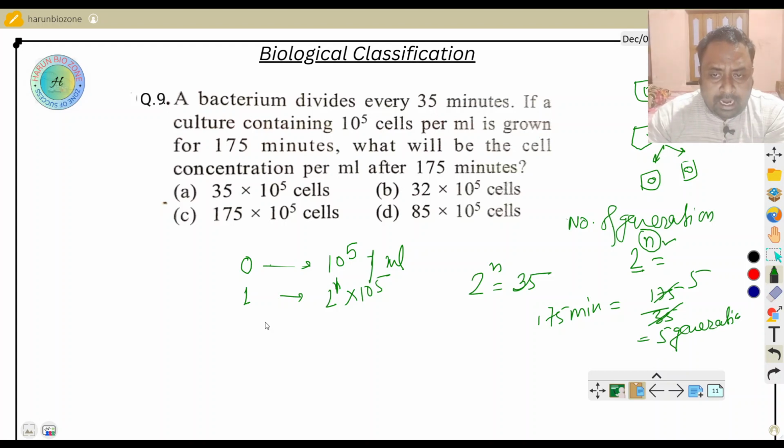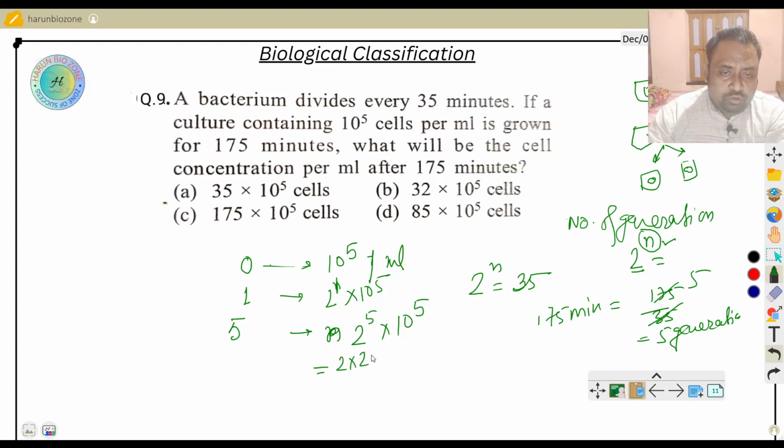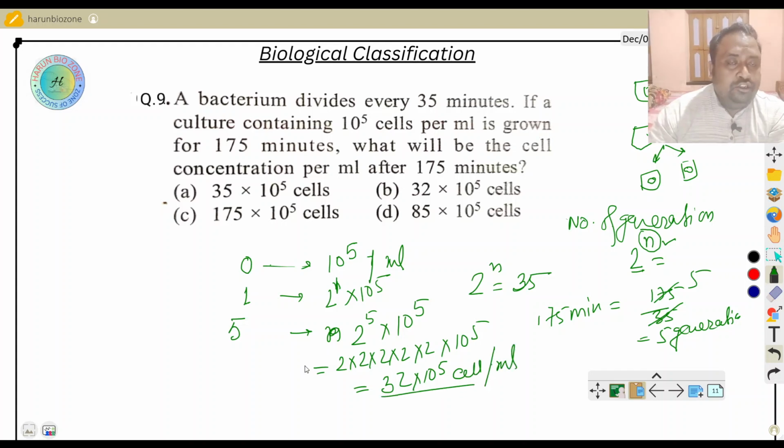So after 5 generations, the number of cells is 2 to the power 5 into 10 to the power 5. That is, 2 into 2 into 2 into 2 into 2 into 10 to the power 5, which means 32 into 10 to the power 5 cells are produced per ml in solution after 175 minutes, or the 5th generation. Okay, that is the right answer. I think you can understand.